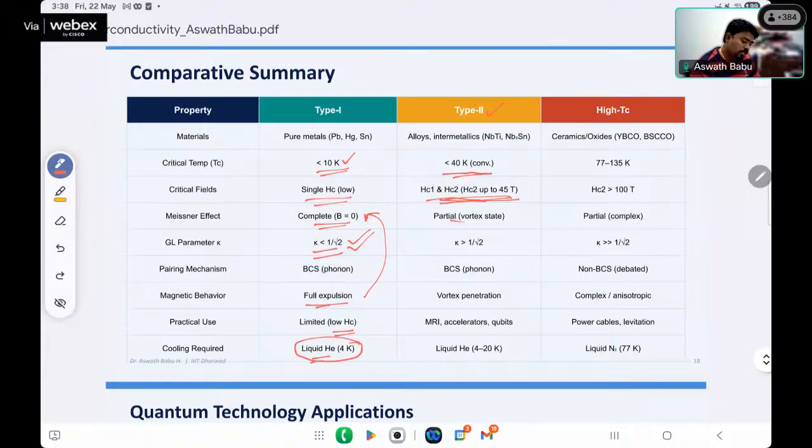Okay, partial vortex state it is called, and the GL parameter is, again, you see here it is less than 1 by square root of 2, here it is more than 1 by square root of 2. Okay, so BCS theory still talks about phonon interaction. Because of phonons only the Cooper pairs are formed.